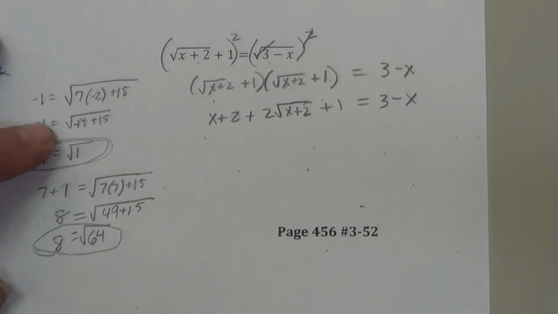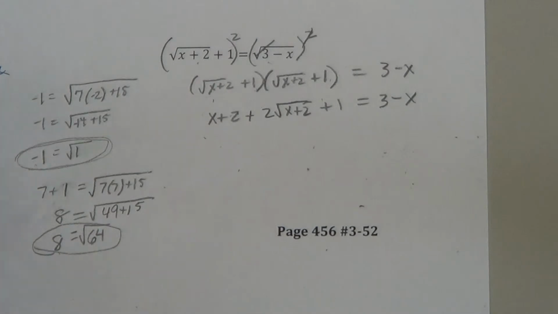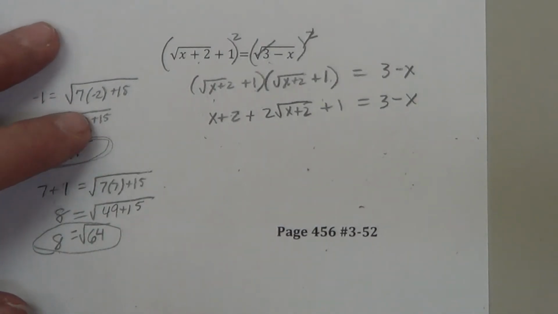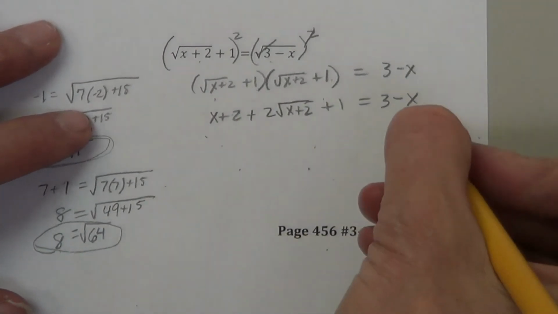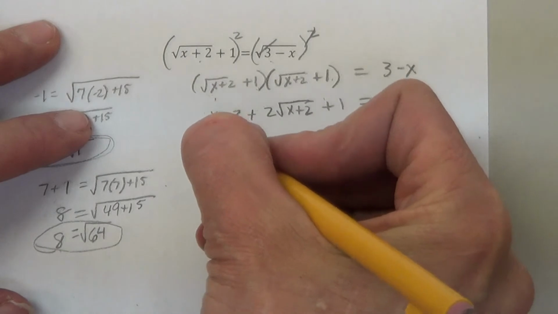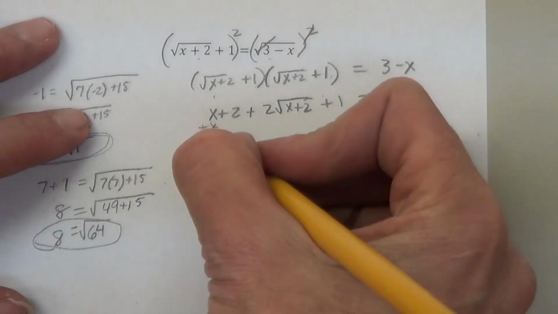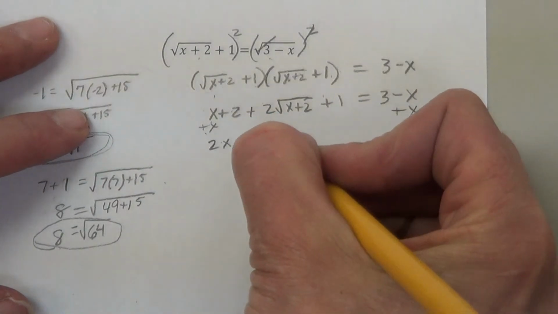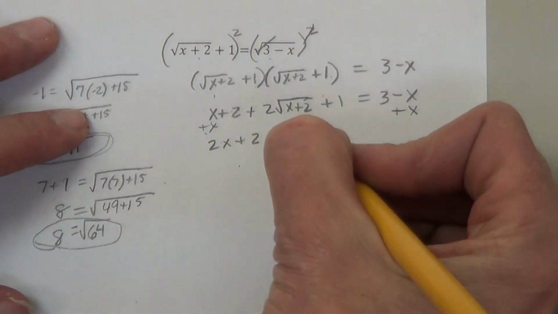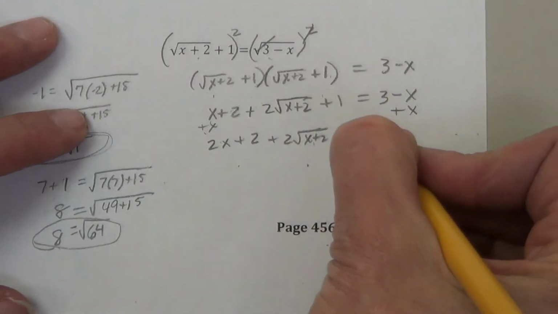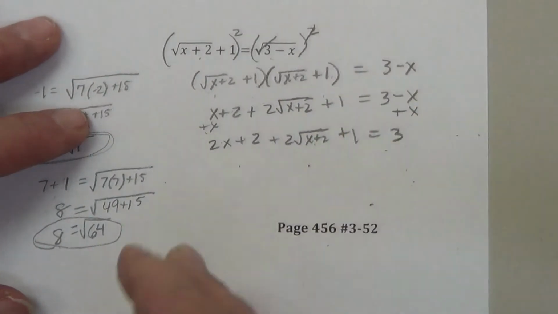So now I know that we have this square root, but we're still going to try to gather the x's over here on the left-hand side and set it equal to 0 and see where we can go from there. So to get rid of the x's over here, we add x to each side. We end up with 2x plus 2 plus 2 radical x plus 2 plus 1 equals 3.